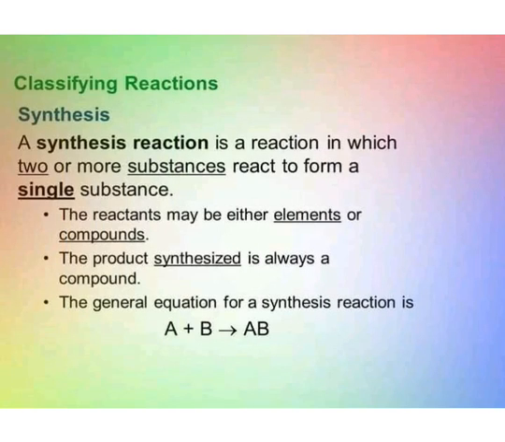First one is synthesis. A synthesis reaction is a type of reaction in which two or more substances react to form a single substance. The reactants may be either elements or compounds. The product synthesized is always a compound. The general equation for a synthesis reaction is A + B → AB, in which A and B are reactants and AB is the product.